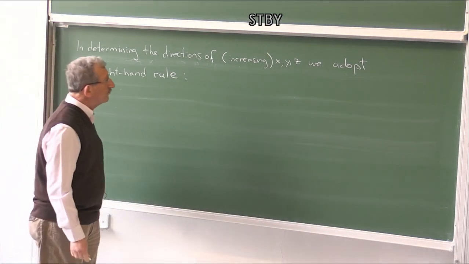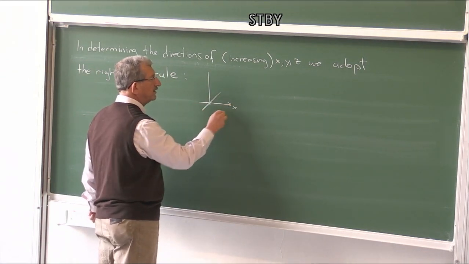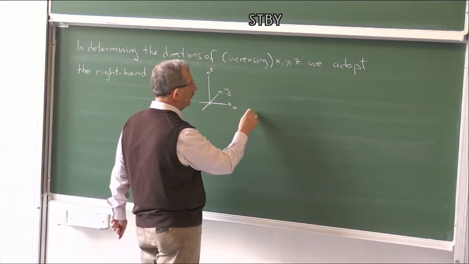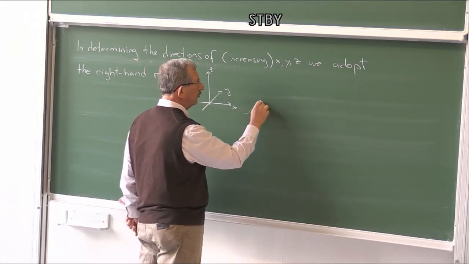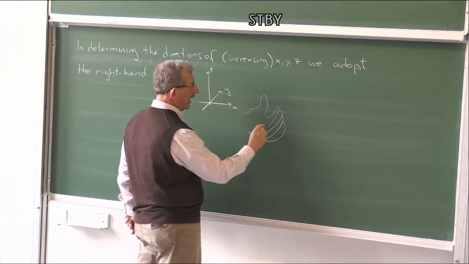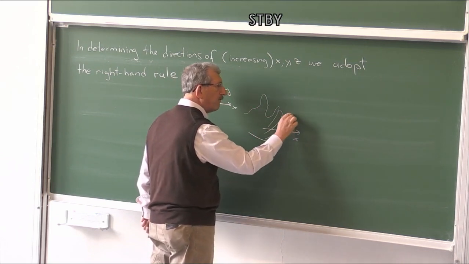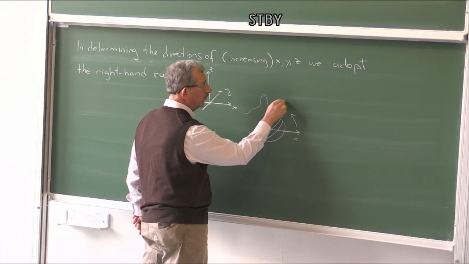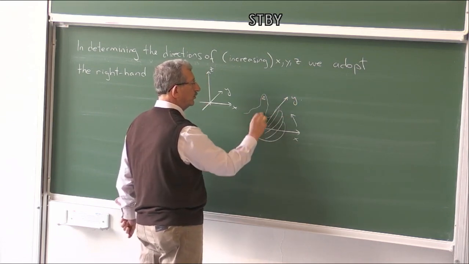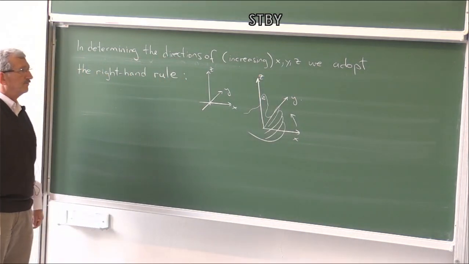What is the right-hand rule? It means the following. We have the x-axis, the y-axis, and the z-axis, meaning if we have our right hand, and this shows the x-axis, and if we move our 4 fingers towards the y-axis, our thumb shows the increasing z direction.